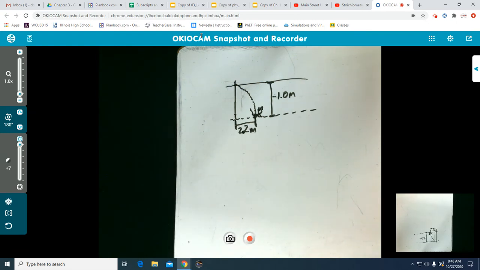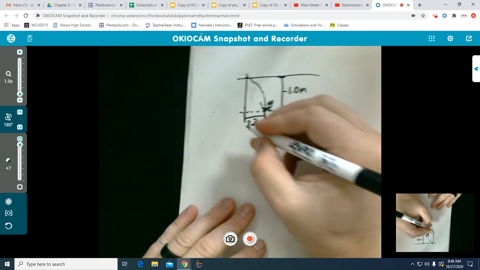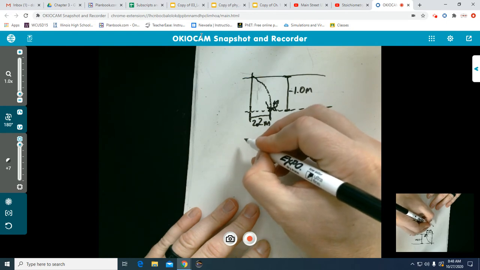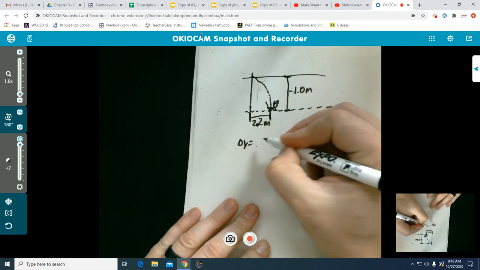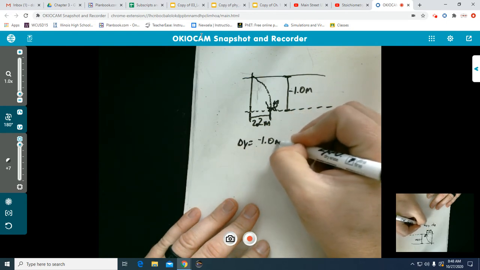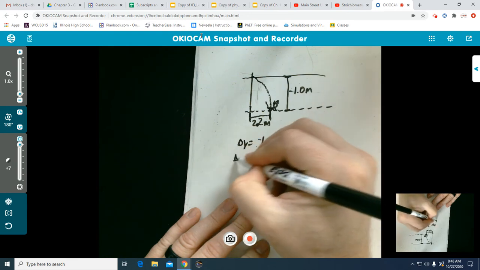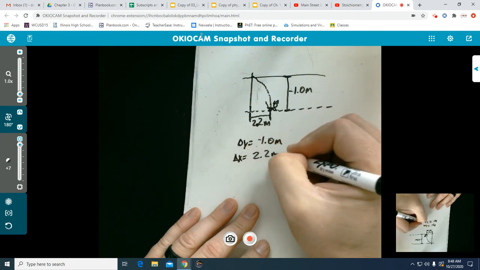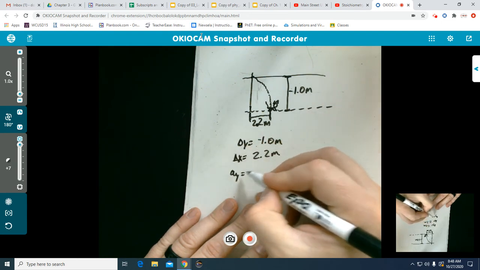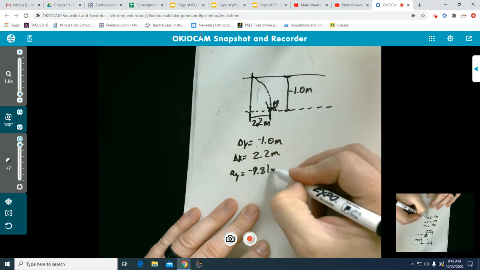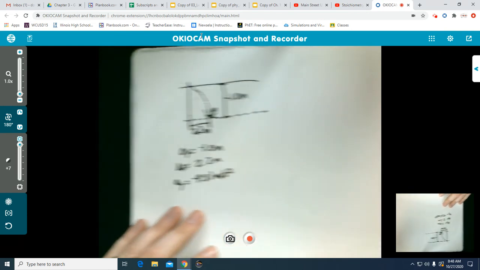And so what do we know? We know that, again, delta y is equal to negative 1.0 meters. Delta x is equal to 2.2 meters. And again, our ay is equal to negative 9.81 meters per second squared.